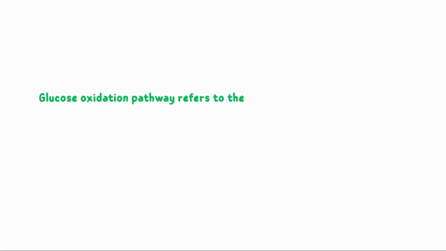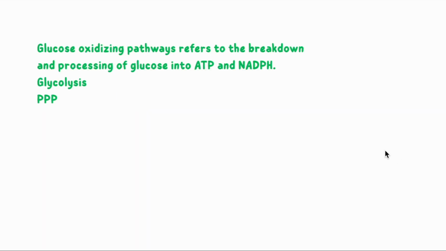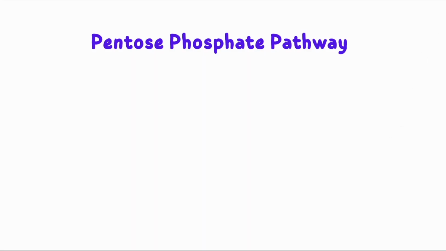Next important term is glucose oxidation pathway. It refers to the breakdown and processing of glucose into ATP and NADPH. Two important glucose oxidation pathways are glycolysis and pentose phosphate pathway. Now let us come to the pentose phosphate pathway and let us understand the pathway in detail.